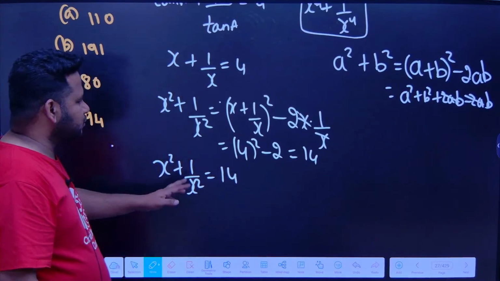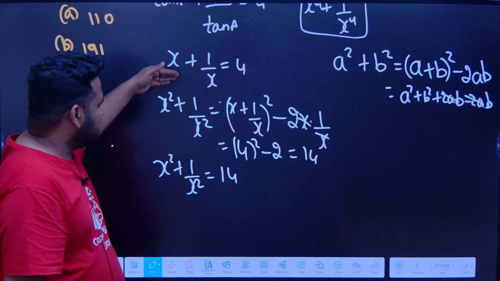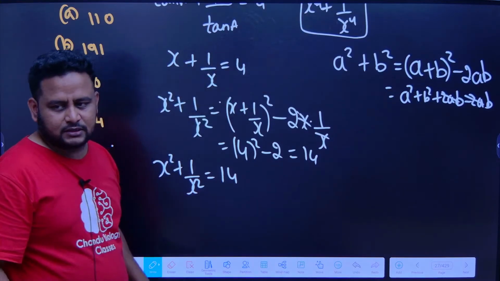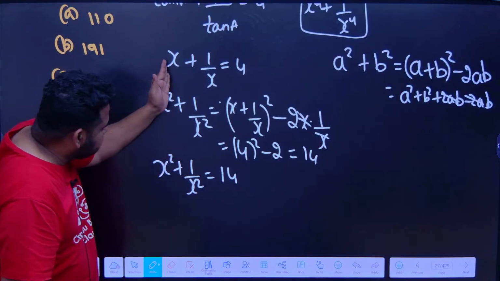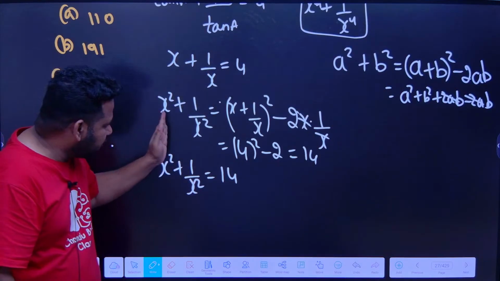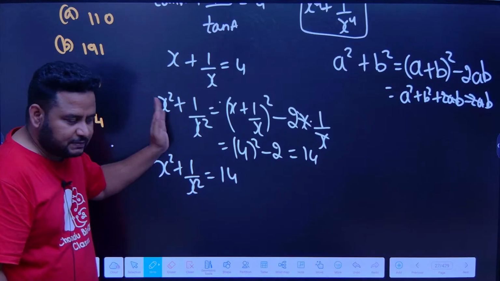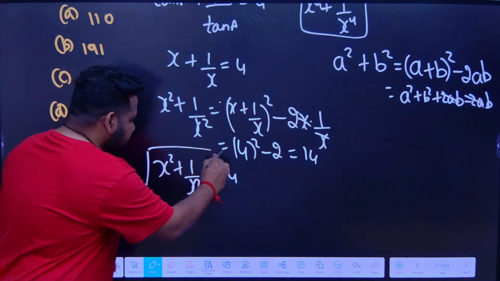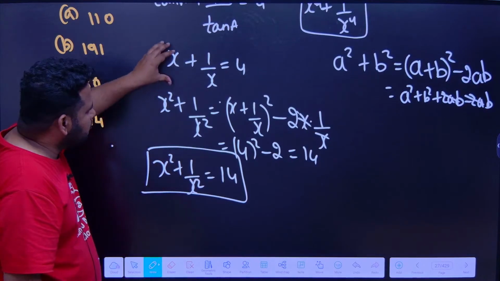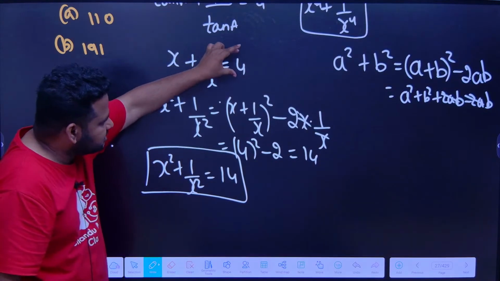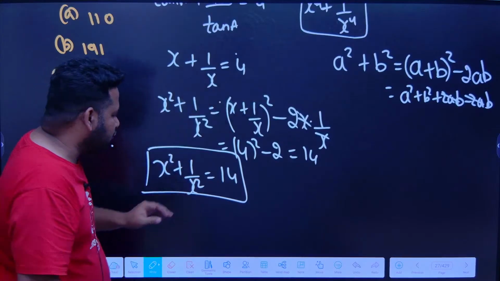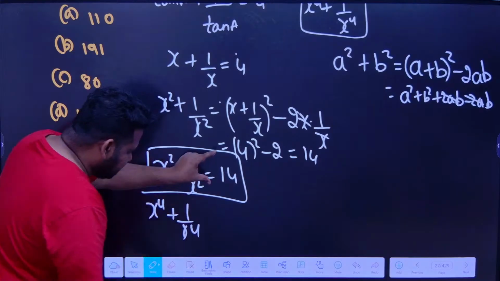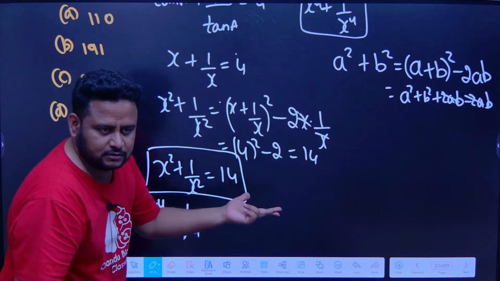What did I do? Given x plus 1 by x, if I want x square plus 1 by x square, I square this and subtract 2. Observe carefully: x plus 1 by x is equal to 4, and I got x square plus 1 by x square as 14. Now, if I want x to the power of 4 plus 1 by x to the power of 4, here I should square this and subtract 2.